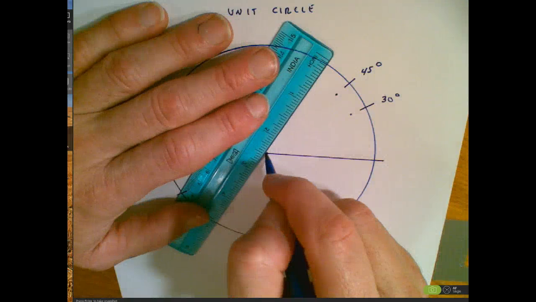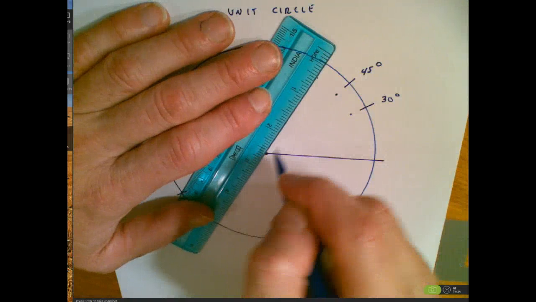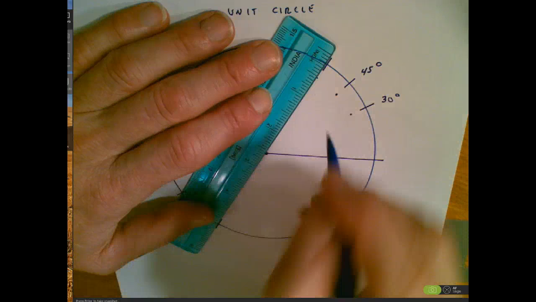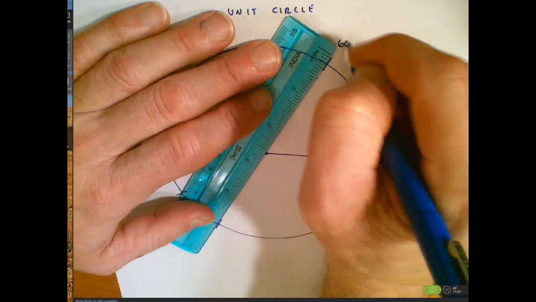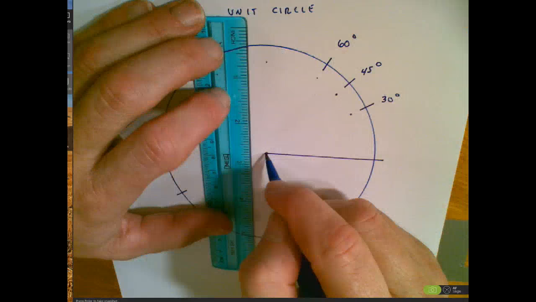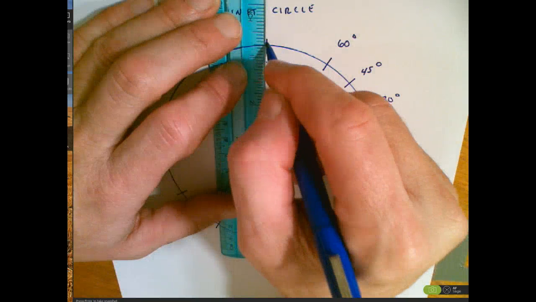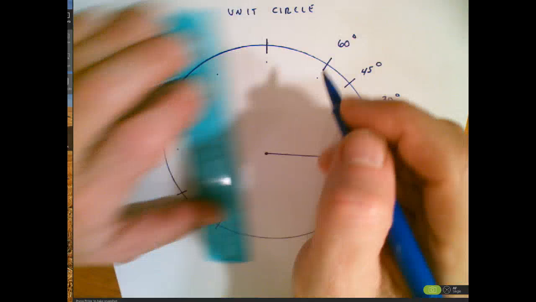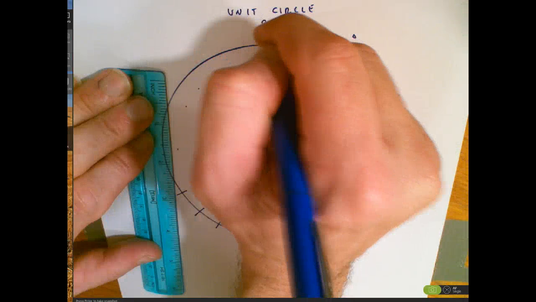Okay, so let's go to 60. Let's do that one, and let's do its opposing mark, and this is 60 degrees. And then finally we're going to do 90, and then we're going to talk about some things here. Okay, there's 90, and this represents a 90-degree measure on our unit circle.